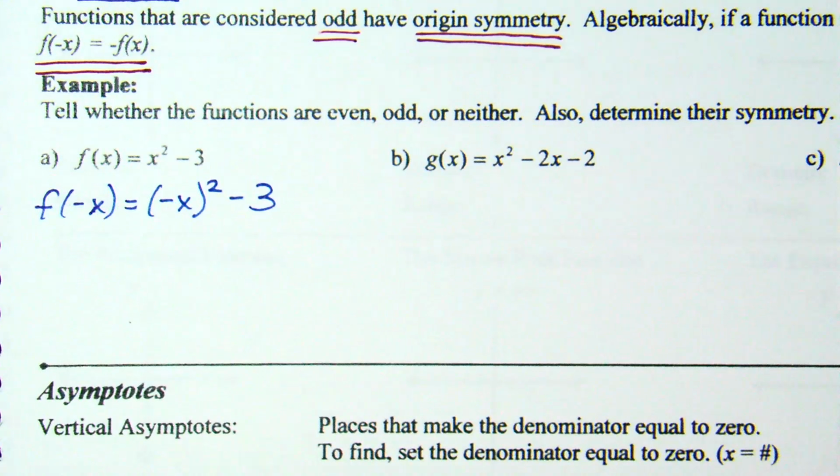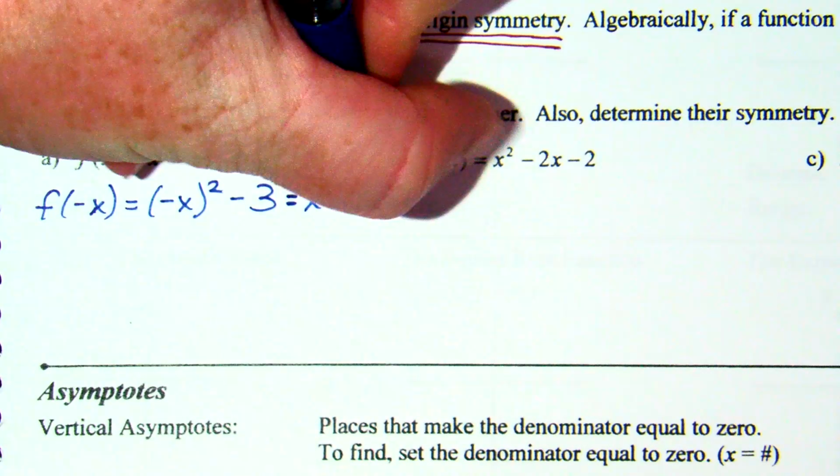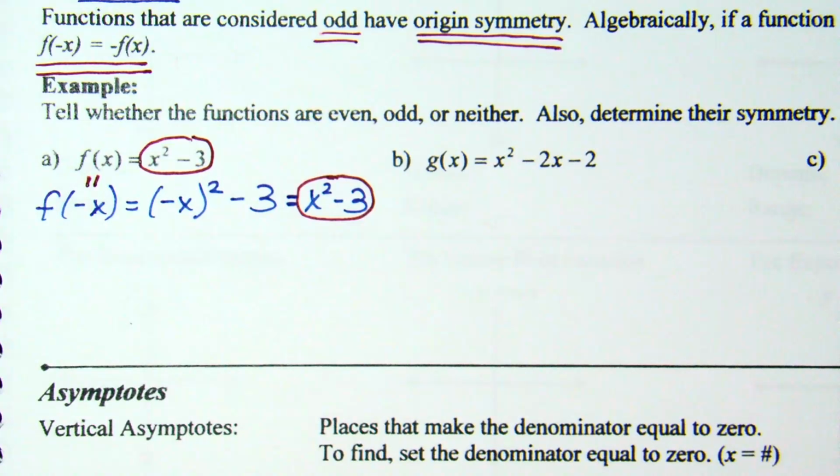Let's do the math here. What happens when you take negative x and square it? Anytime you square a negative, you're back to a positive, aren't you? And then the minus 3, does it change? No. So I now have x squared minus 3. What do you notice here? f of x was x squared minus 3 and f of negative x is the same. These two are equal. If f of x, the original, equals f of negative x, what do my rules say up above? Then it's even.